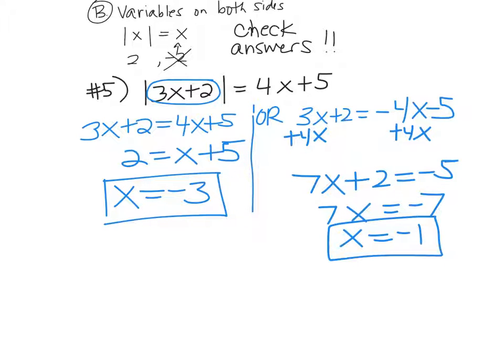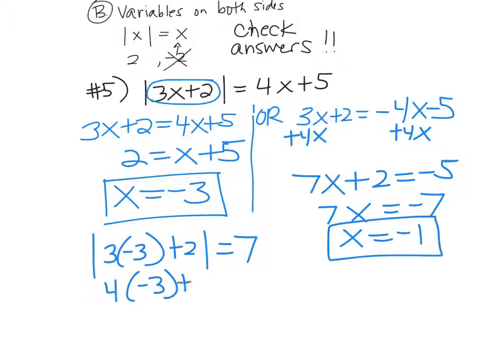So if I plug in -3, and I do the absolute value of 3 times -3 plus 2, I get -9 plus 2 is -7, and the absolute value is 7. Okay, but let's look what happens when I plug it into this side. Plug in -3, I get 4 times -3 plus 5, which is -7. Does 7 equal -7? No, it doesn't. So what I want you to do, I want to see that you got that answer, and then I want to see you do that to it. Just cross it out.